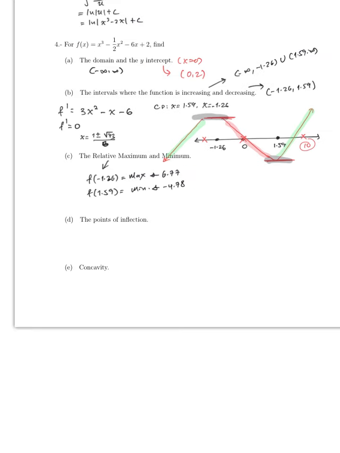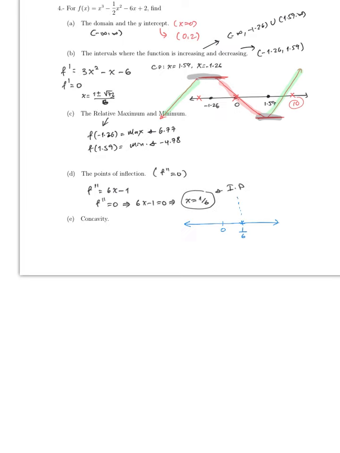Now the points of inflection happen where the second derivative is equal to 0. The second derivative will be 6x minus 1. So therefore, the second derivative equals 0 implies that 6x minus 1 is 0, which means that x is equal to 1/6. So this is the inflection point.